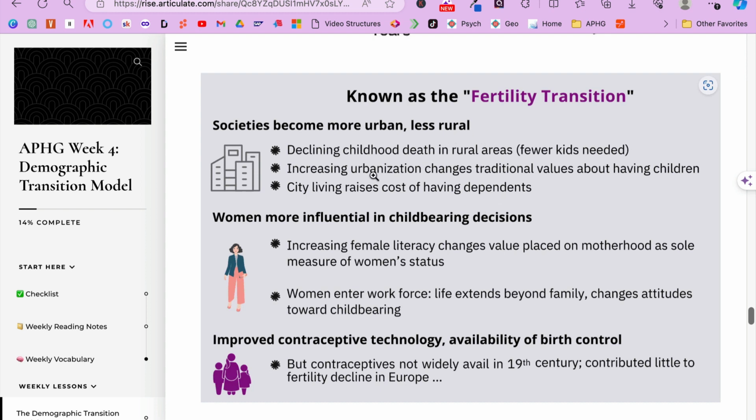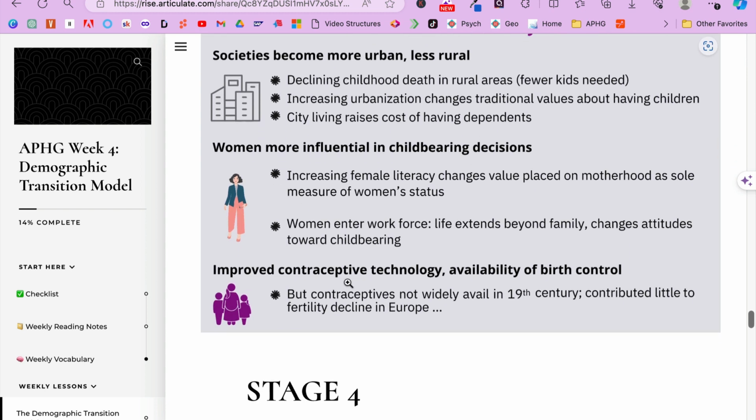So children are an economic asset when it's rural, but as urbanization happens, children become an economic liability because there's not as much space. They did work in the factories during the Industrial Revolution, but it was just more mouths to feed. So just kind of a change in that. And then also because women started to have more power over their own fertility.